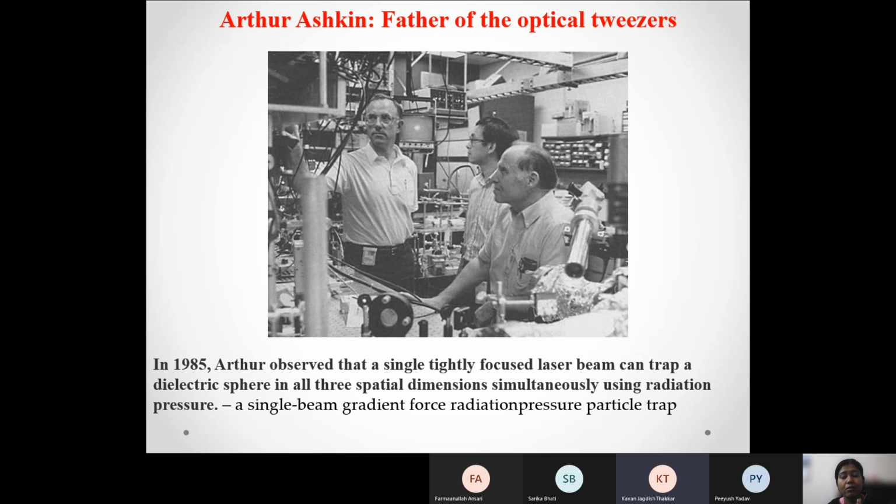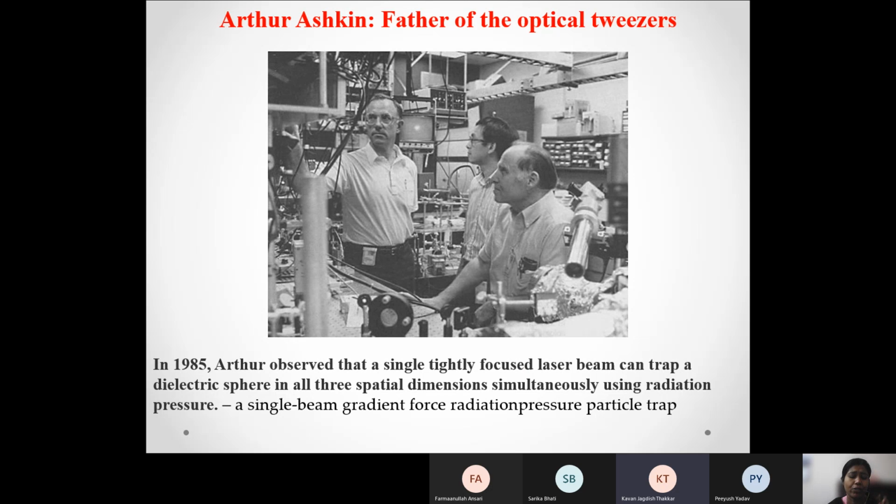Arthur Ashkin is a physicist who worked for a considerably long time in Bell Laboratories, and he started with working with the properties of an atom's nucleus. You have to imagine the time of 1947 when he was starting his research career, and then he moved on to try and understand the effects of light as such.